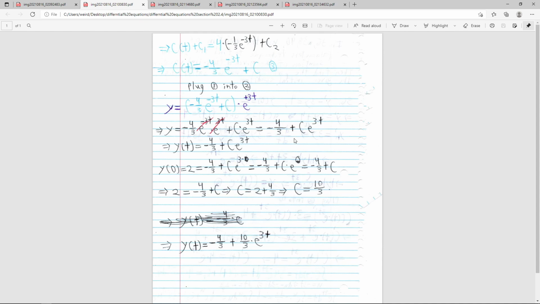And then we simplify down and we get y of t equals negative 4/3 plus c times e to the 3t, where c is just a constant, and we solve. y of 0 equals 2, which is equal to negative 4/3 plus c e to the 3 times 0. That just becomes 2 equals negative 4/3 plus c. So c equals 2 plus 4/3, which implies that c equals 10/3. So y at t equals negative 4/3 plus 10/3 times e to the 3t.